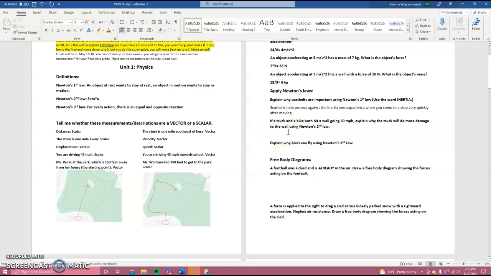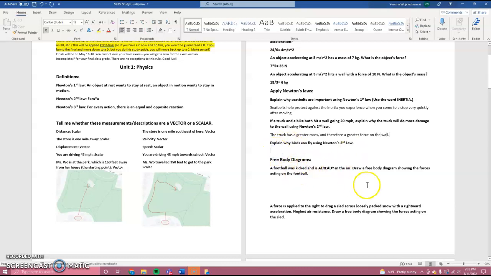If a truck and a bike both hit a wall going 20 miles per hour, explain why the truck will do more damage to the wall using Newton's second law. So, force equals mass times acceleration. We have 2 things accelerating at the same rate. One has way more mass than the other. We know that the truck is going to do more damage to the wall because the truck has more mass, and that means, in turn, the more mass, the more force is experienced by whatever it's hitting. So the truck has a greater mass, and therefore a greater force on the wall.